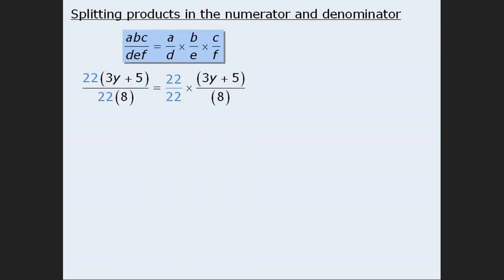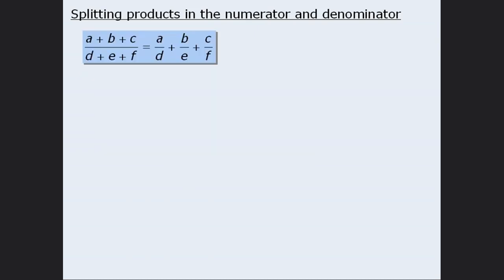and from here we can recognize that since 22 over 22 simplifies to be 1, the 22's essentially disappear, leaving us with the simplified fraction 3y plus 5 over 8. Now please note that in order to apply the rule here, we need to have products in the numerator and denominator. The rule does not apply to addition.